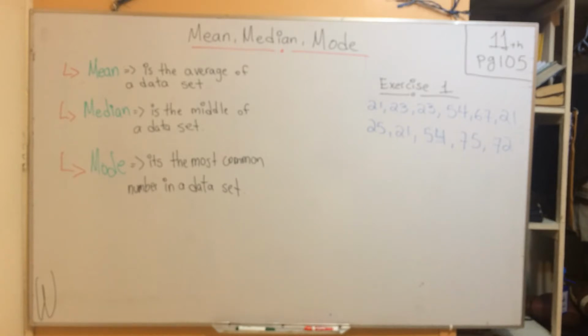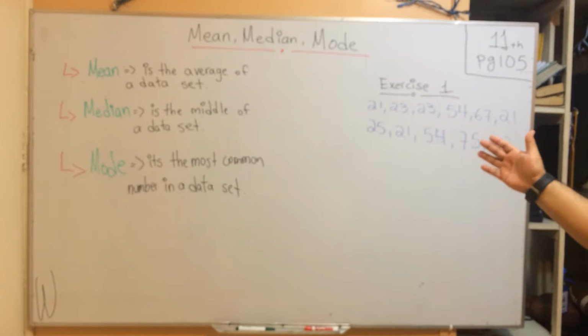Before we start actually calculating this information, we're going to read the definitions. So the first one, the mean. The mean of a data set is the average of a data set. So if we have a group of numbers, that means that we're going to add them all together and divide by the number of data.